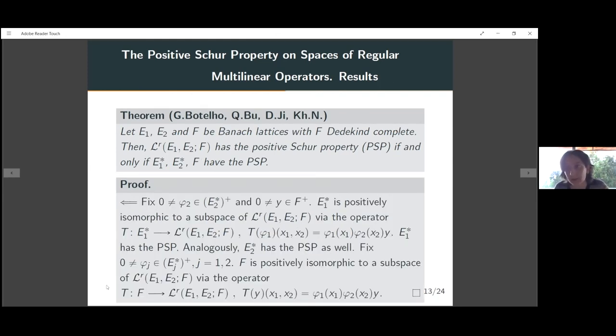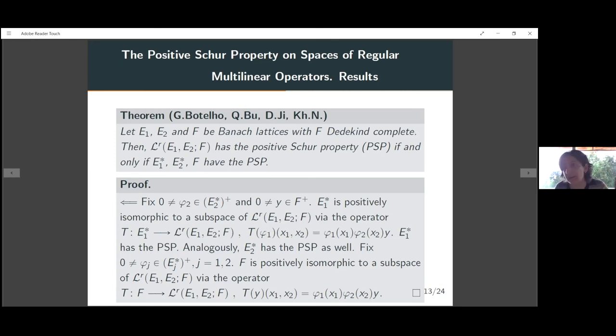The proof might go the following way. We fix a non-zero positive functional phi 2 on the dual of the Banach lattice E2, and then we fix an element y, which is positive and non-zero. Then we define the operator T, which takes the dual of E1 into this regular bilinear operator space. And we can easily see that this T is positive and it's an isomorphism.